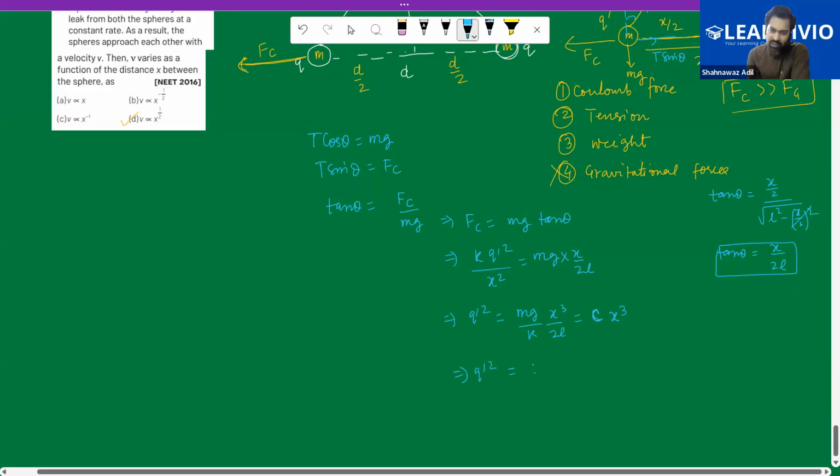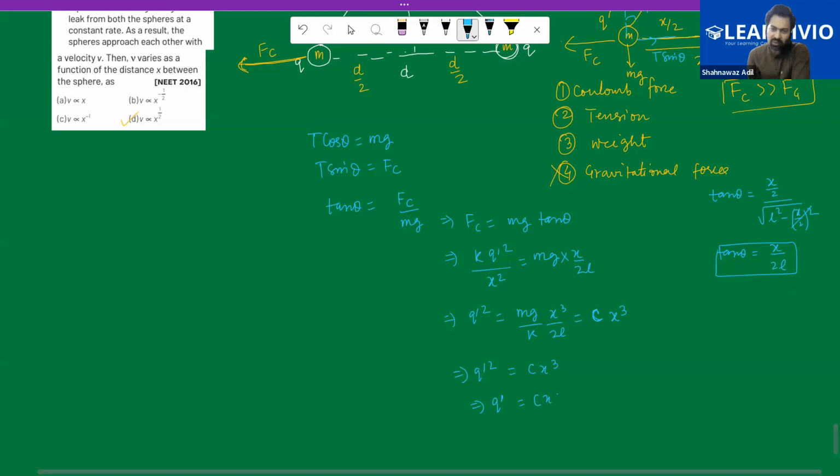That is Cx cube. Now what would be q prime? That is Cx to the power 3 by 2, so I can write it as 3 by 2, and this is also 3 by 2. Again, this is a constant. So q prime is varying as x to the power 3 by 2.